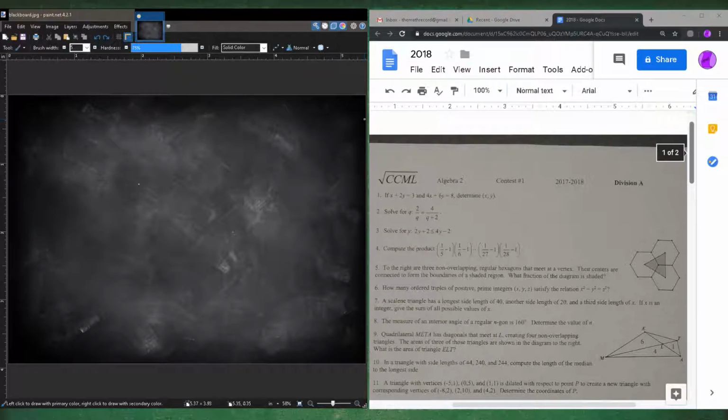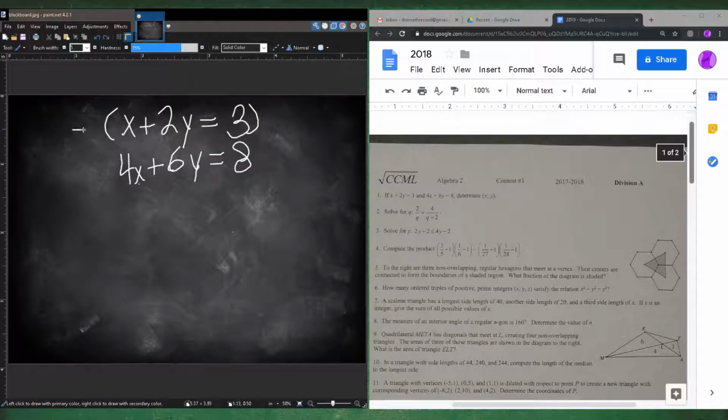Okay, let's start with number 1. If x plus 2y is equal to 3 and 4x plus 6y is equal to 8, determine x comma y. So we have x plus 2y is equal to 3, and 4x plus 6y is equal to 8. Usually I use the process of elimination, so I just multiply the first equation by -3 and then add them together. So that makes -3x plus that 4x is x.